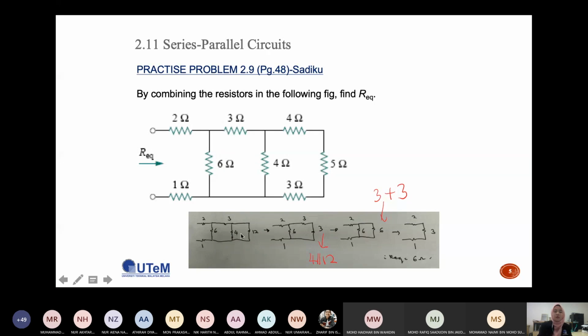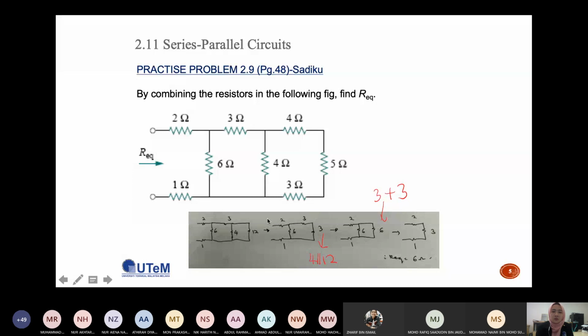So this one, 4 parallel with 12, the R equivalent 2 is equal to 3. That's why you simplify this circuit, so you have 2, you have 6, you have 1, you have 3, and now the 4 ohms and 12 ohms you can change to be R equivalent 2, which is equal to 3. So you have this circuit.